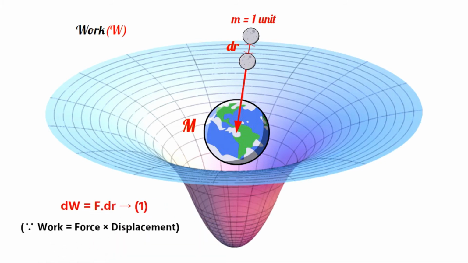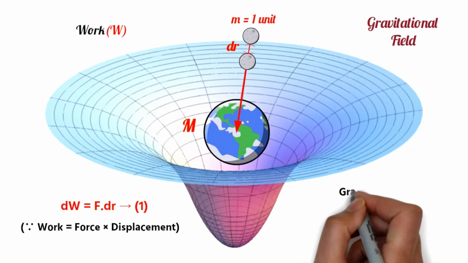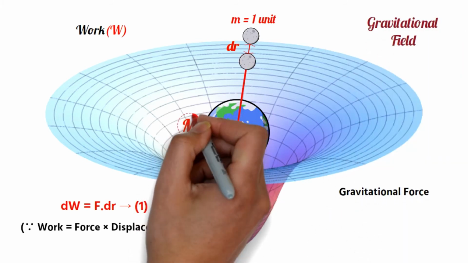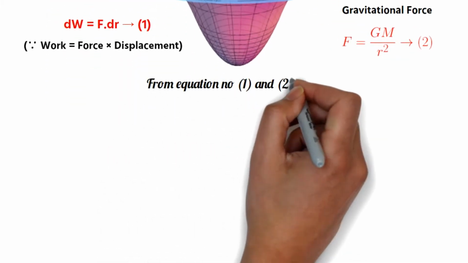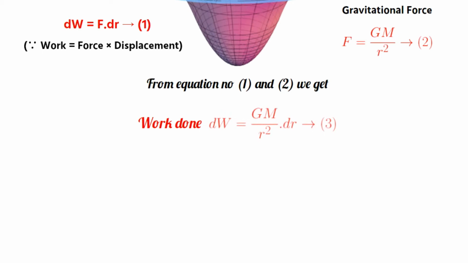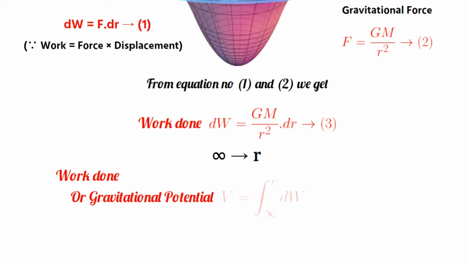Now, we also know from the definition of the gravitational field, the gravitational force due to the object of mass M on a unit mass at a distance of r from its center, F is equal to GM by r squared. So from equation 1 and 2, we get the work done dW is equal to GM by r squared dr. Now, to bring the unit mass from infinity to a position r, the work done, or the gravitational potential V, is equal to the integral from infinity to r of dW, or the integral from infinity to r of GM by r squared dr.